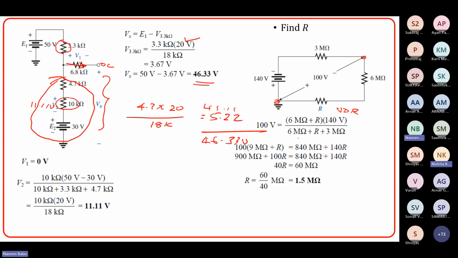So just rearrange this equation. 100 multiplied by 6 plus 3 is 9, plus R, so 9 plus R, equals 140 multiplied by 6, which is 840, plus 140 R. Just rearrange this and you can determine the value of R, which is 1.5 mega ohms. Any doubt?